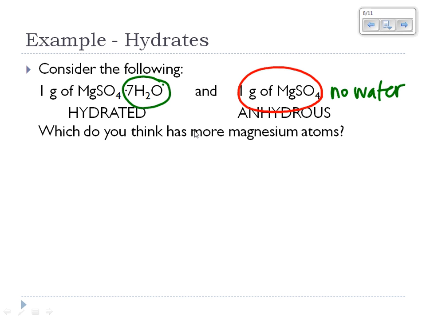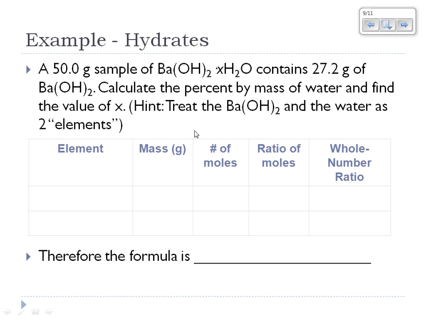So let's look at an example using percentage composition, or in this case masses, to find the formula of a hydrate. This is actually going to be one of your labs, so you might want to pay close attention to this. A 50-gram sample of a barium hydroxide hydrate contains 27.2 grams of barium hydroxide. Calculate the percent by mass of water, and find the value of X. Here's my hint to you whenever you're doing hydrate problems: treat the barium hydroxide and the water as two elements. So that's what I'm going to do in my chart here. I'm going to put barium hydroxide as one element and water as another element.